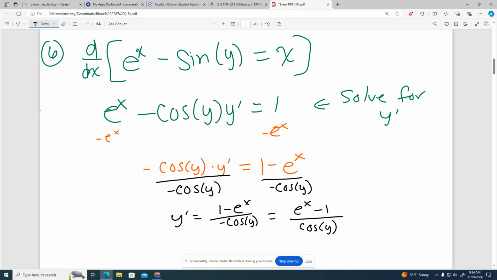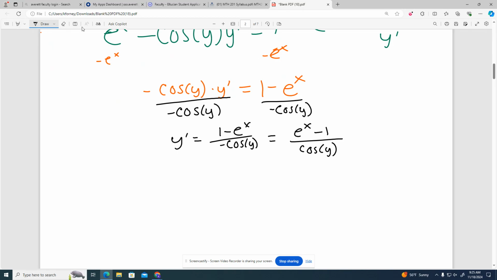Also, I'm pretty sure, before I say this, I do want to make sure I'm saying this right. Yeah, so you could, this is fine, but 1 over cosine y is the same as secant. Like 1 over cosine is the same as secant. So you also could write it like this.